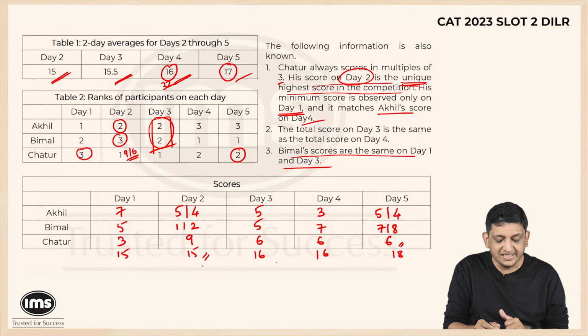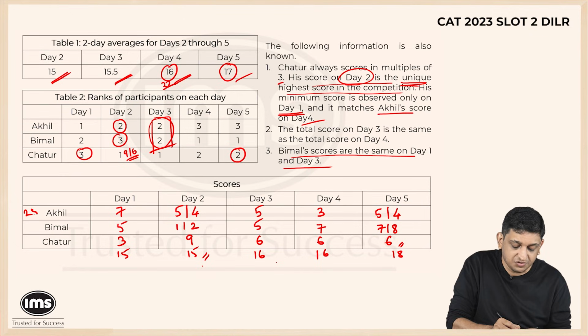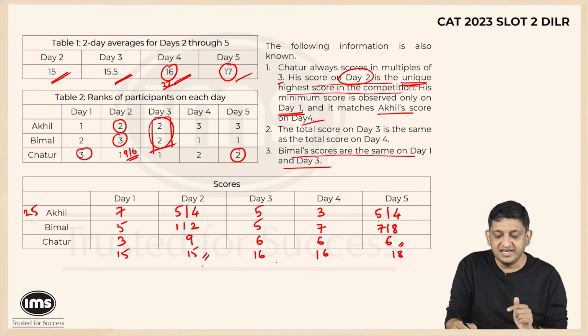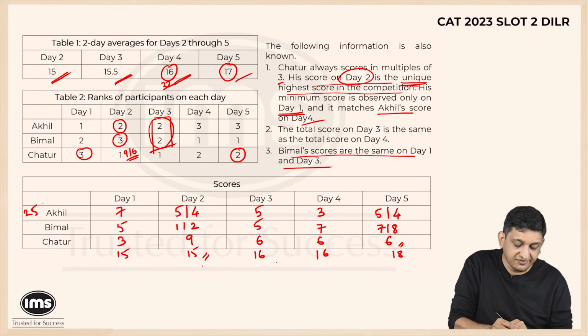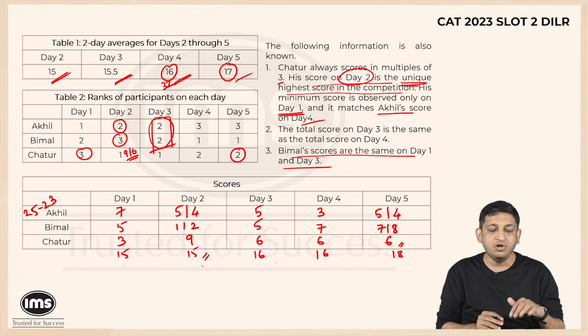So 7, best case 5, 7 plus 5, 12, 12 plus 5, 17, 17 plus 3, 20, 20 plus 5, best case. So best case is 25. Worst case, 2 less, which is 23. So Akhil could have scored either 23 or 24, or 25. That is what Akhil's scores could have been.